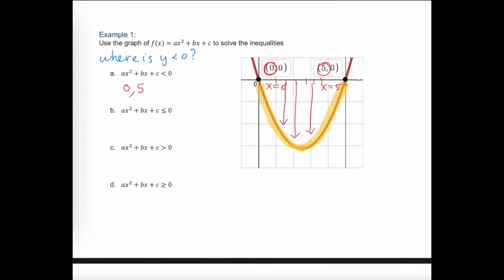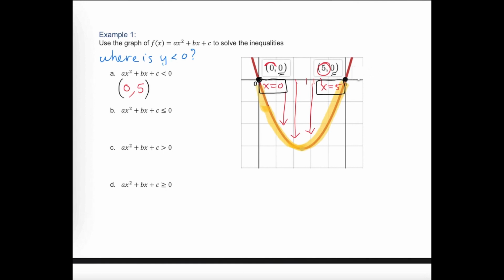Now, since the inequality is strictly less than 0, not or equal to 0, that means the endpoints, x is equal to 0 and x is equal to 5, are not going to be included. At x is equal to 0, the y value is equal to 0, but equal to 0 is not an option, and at x is equal to 5, the y value is equal to 0, and we're not allowed to have y equaling 0. Again, it's strictly less than 0.